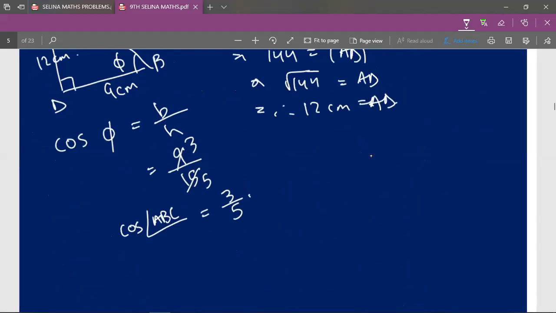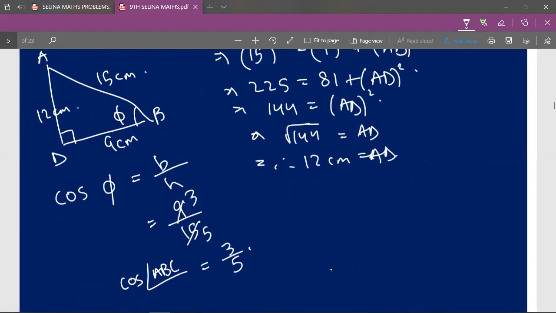So we'll move on to our next question, but we'll do our next question in the next part, the next and the final part of trigonometrical ratios. I'll do all of my questions in the next part.